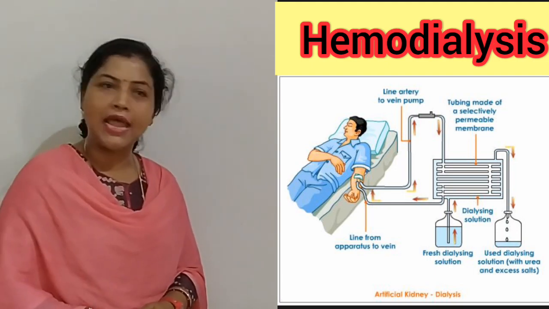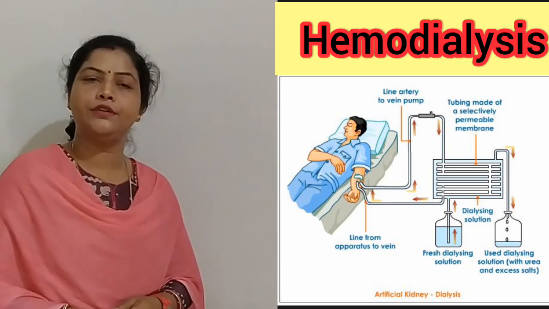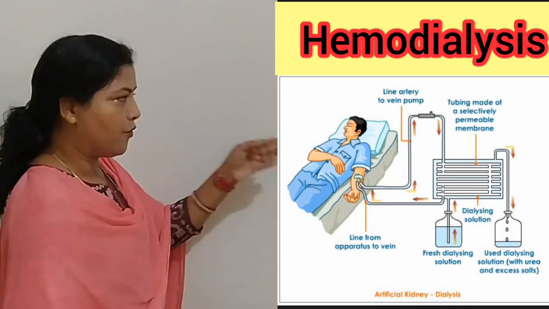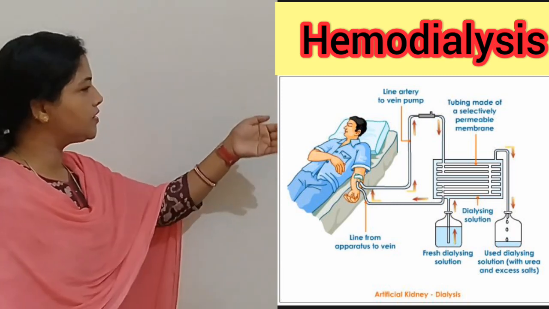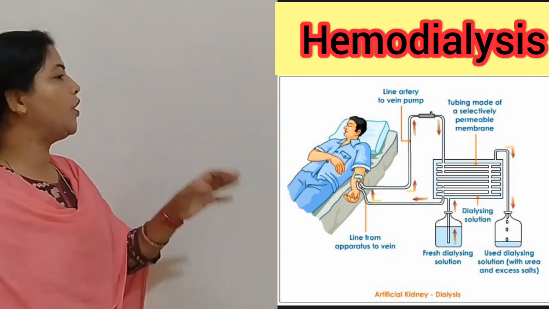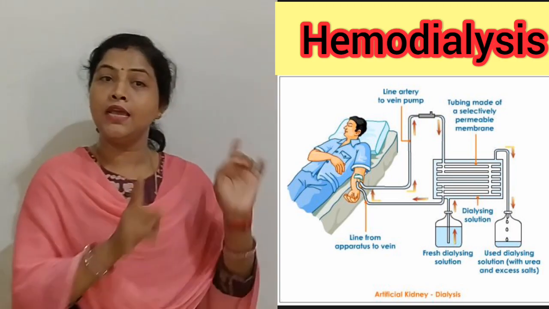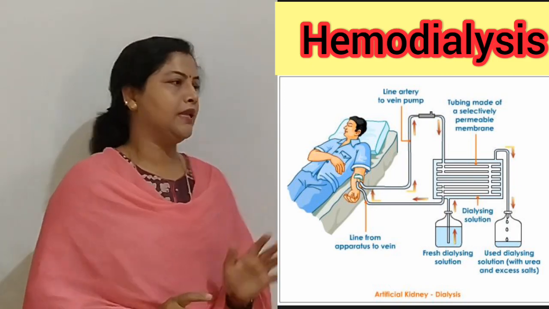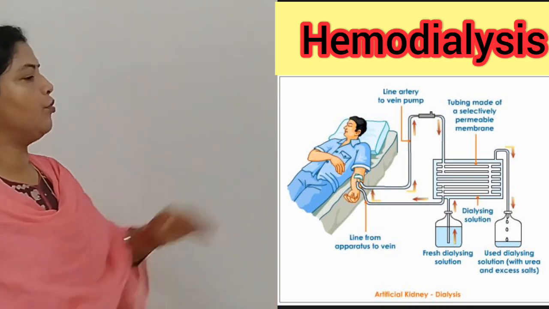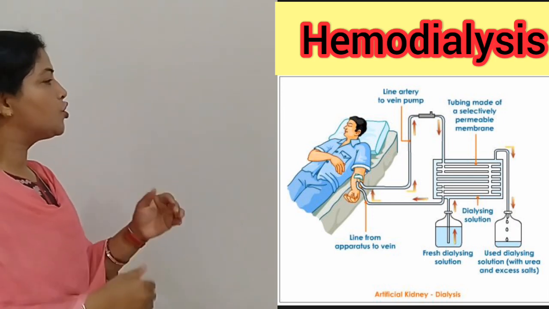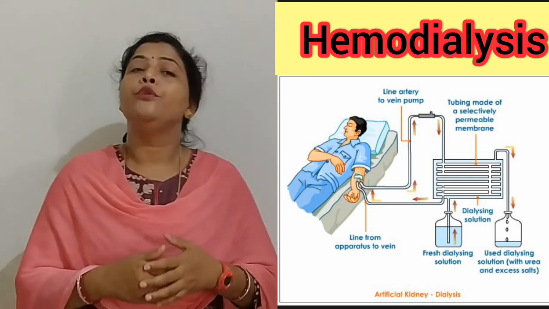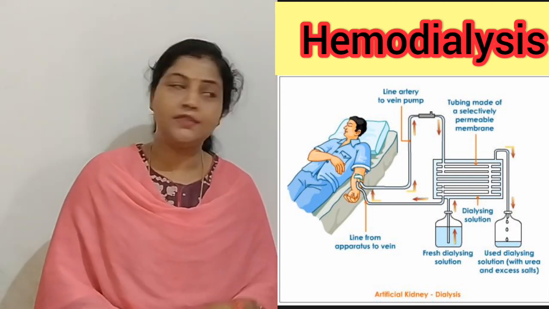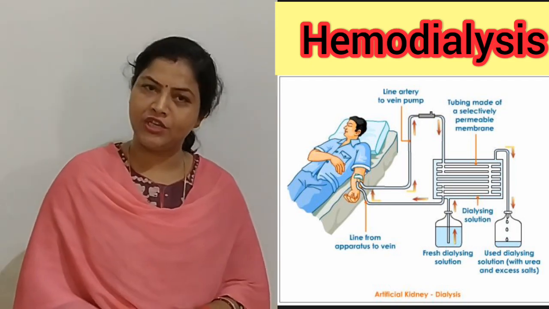Only one thing is lacking in this dialyzing fluid. And what is that? That is nitrogenous waste. Otherwise, this fluid resembles plasma exactly in composition. So, how to remove toxic substances from this artificial kidney?